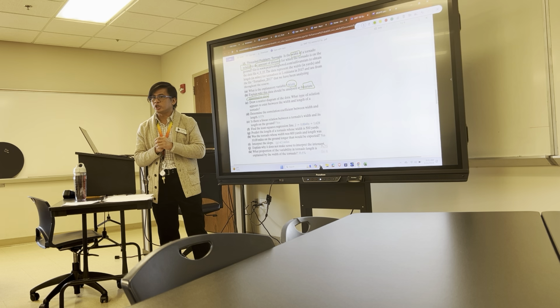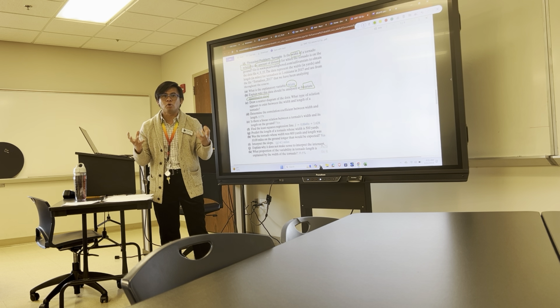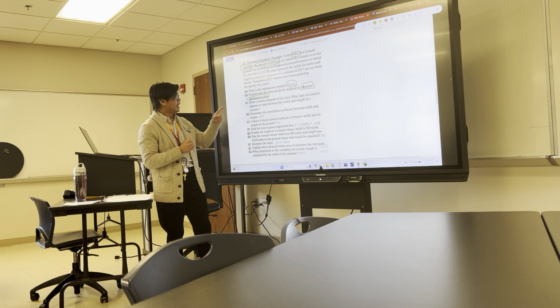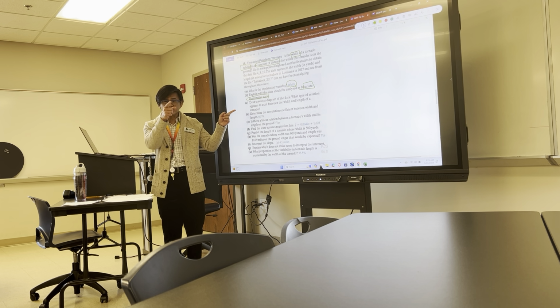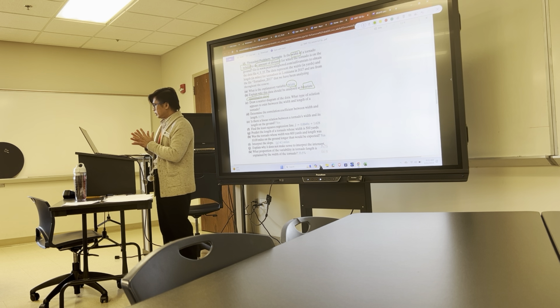So yes, we can use our Pearson product moment correlation coefficient. We good? Right? Letter C. Let's read letter C. Draw a scatter diagram of the data. What type of relation appears to exist between the width and length of a tornado? Again, the width here is the x, and definitely that's the explanatory variable, and the response variable is the length. Get it?